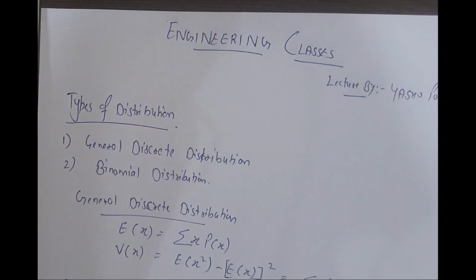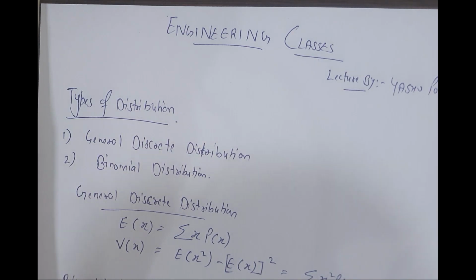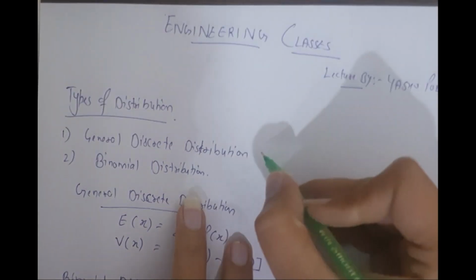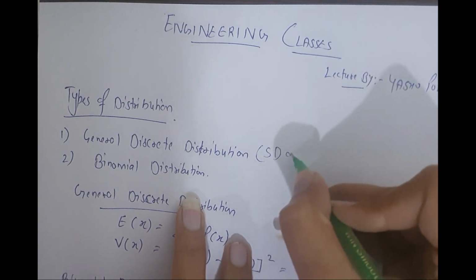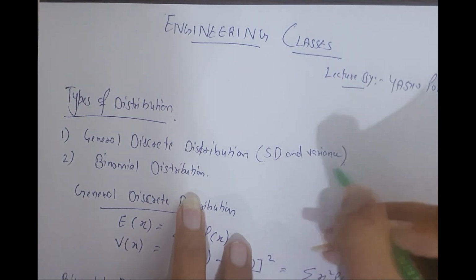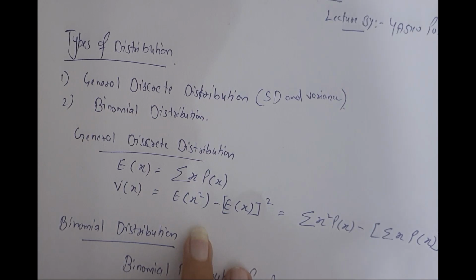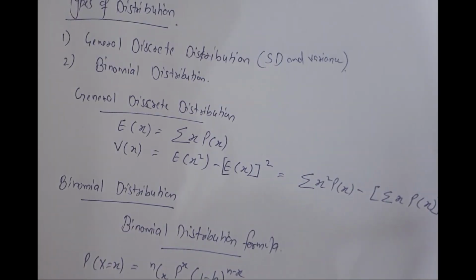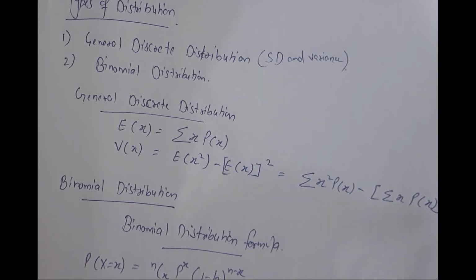Today we will start with types of distribution. We already studied general discrete distribution. In general discrete distribution, we studied SD and variance. SD stands for standard deviation, and the second one is binomial distribution. In this class also we do 1 to 2 questions on general discrete distribution, that is, on standard deviation and variance. After that we will start with binomial distribution.